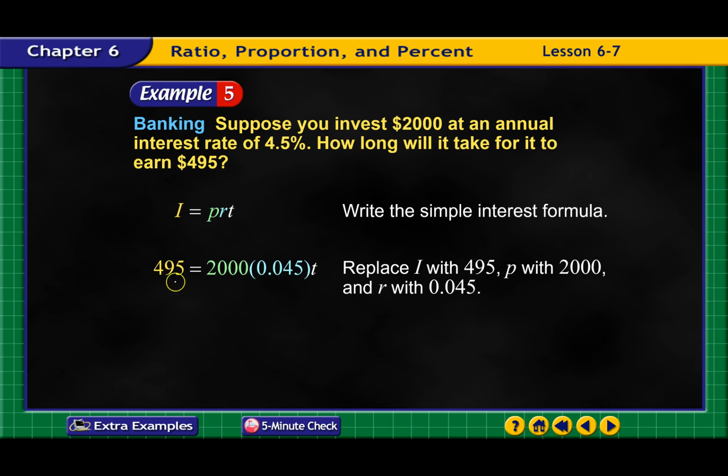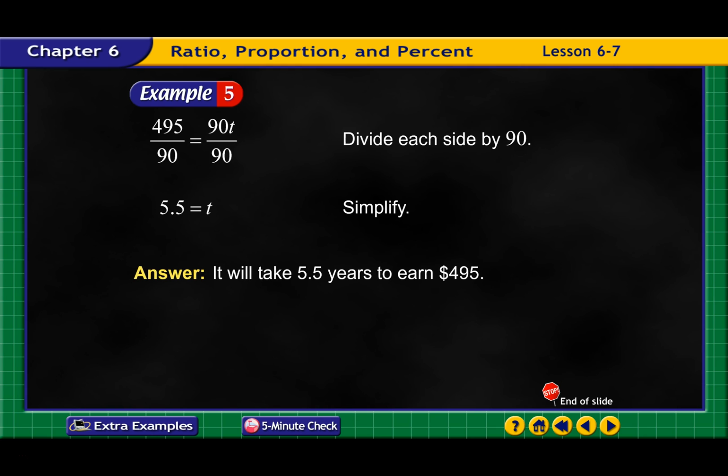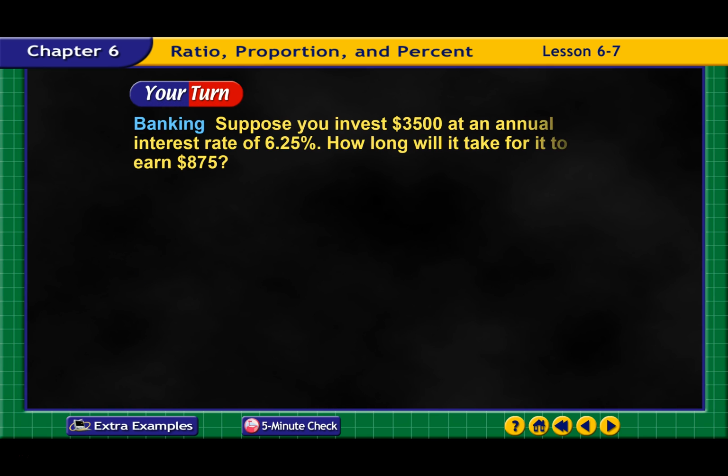So I put that over here. P would be my principal. That's how much I invested in the first place. So P goes in for 2,000. My rate comes out to 0.045. And then I'm going to have to get T by itself after I simplify and divide. So we simplify that out by multiplying, divide both sides by 90, and it'll give me 5.5 equals T. So it'll be 5.5 years to earn $495. All right, you try.